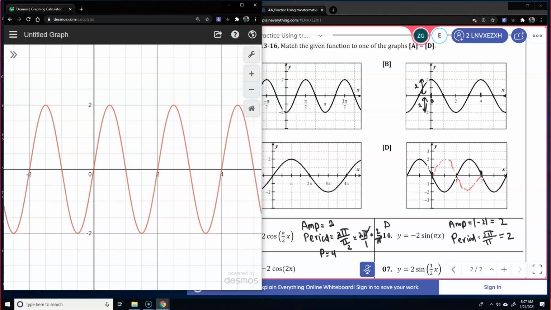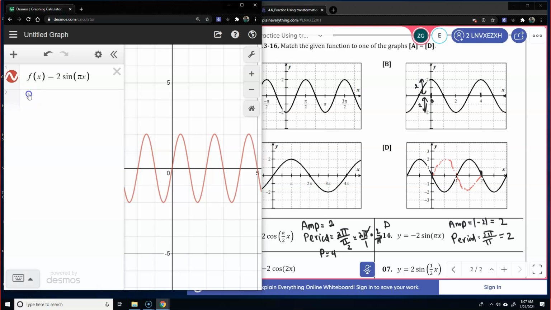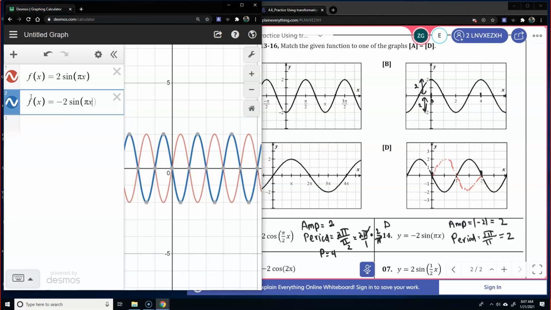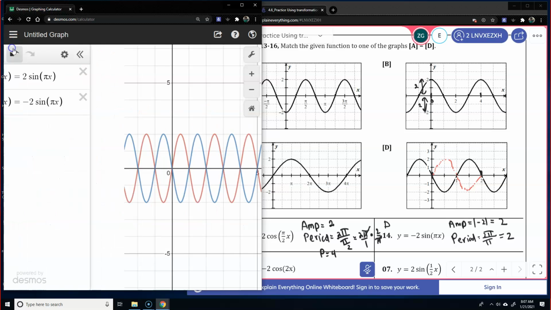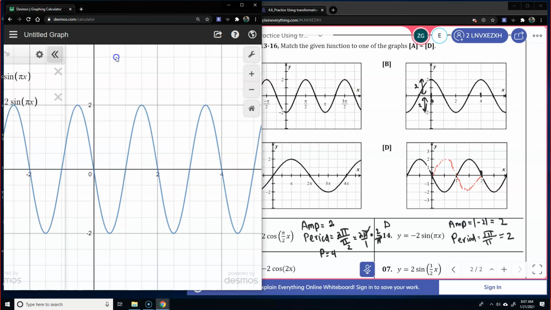The negative is going to reflect it. That's what's going to happen. So if I had a negative, so now you see the reflection. Now if I wanted, I know there's too many of them, but now you can see the answer is D. Okay.